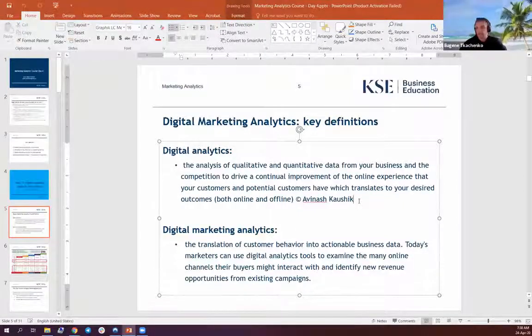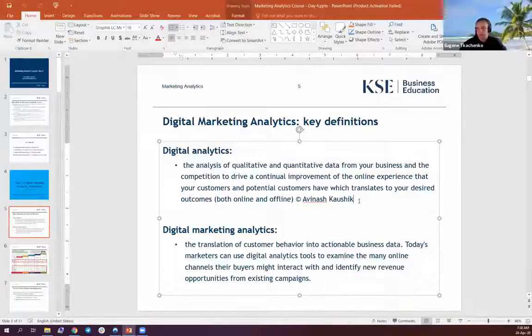So digital analytics is simple as that. It's the analysis of qualitative and quantitative data from your business and the competition to drive a continual improvement of the online experiences that your customers and potential customers have, which translates to your desired outcomes, both offline and online. And when we are talking about marketing analytics, it's a kind of reiteration of everything which was mentioned. I believe you will find it very similar to everything we've discussed so far.